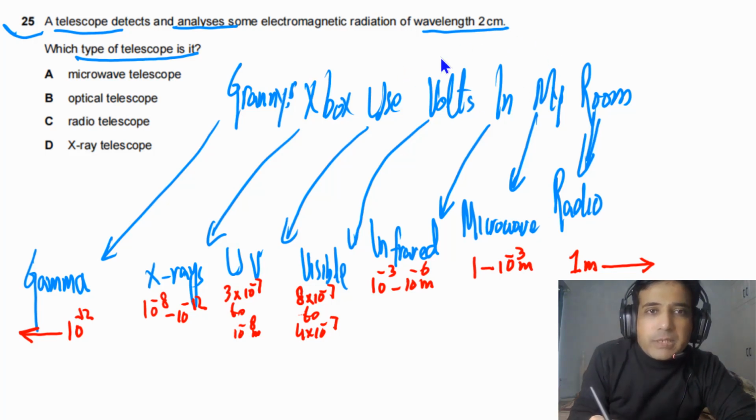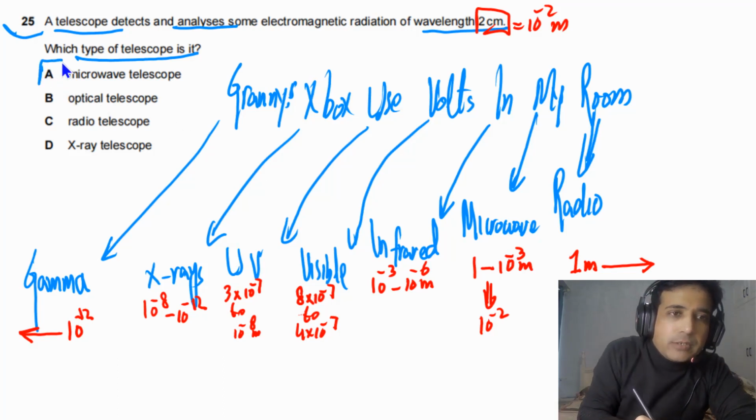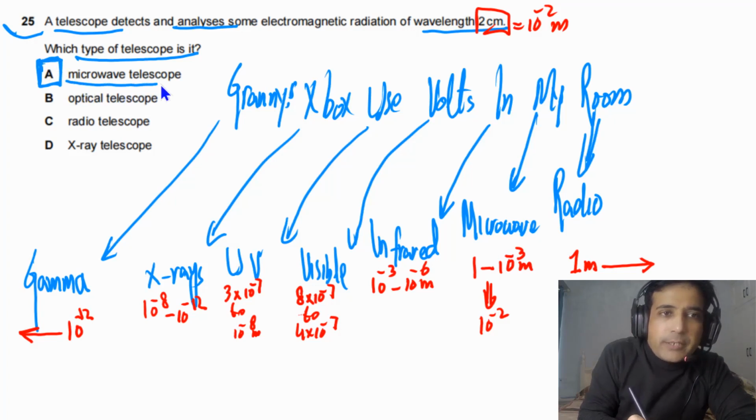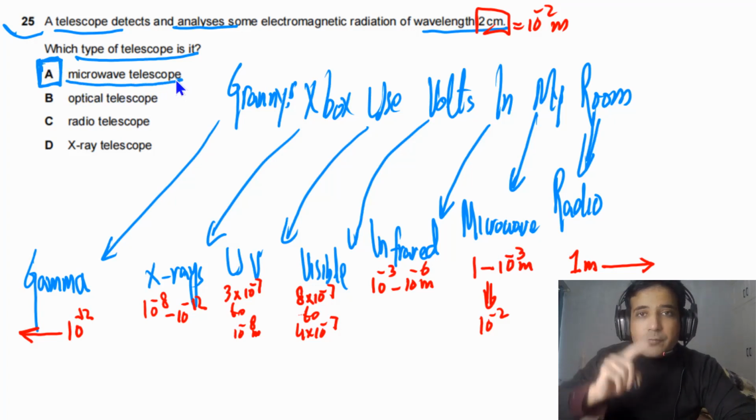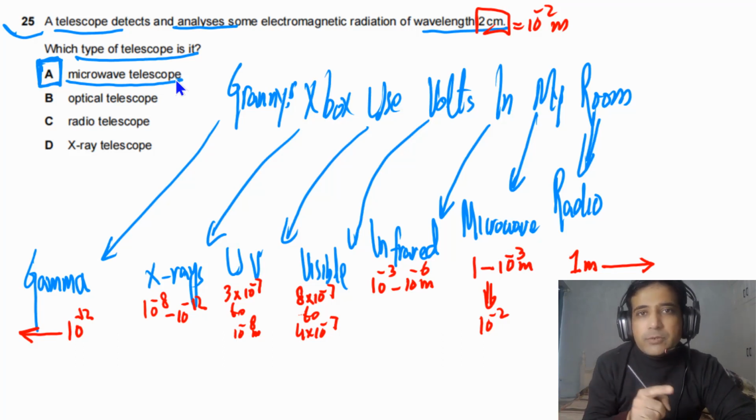Now for this given radiation, the wavelength is 2 centimeters, which means 10 to minus 2 meters. And this is in this range, so we have here 10 to minus 2. It means this is microwave. So the answer for this question has to be A, because the type of radiation is microwave, and the telescope is a microwave telescope, because this telescope is detecting microwaves.